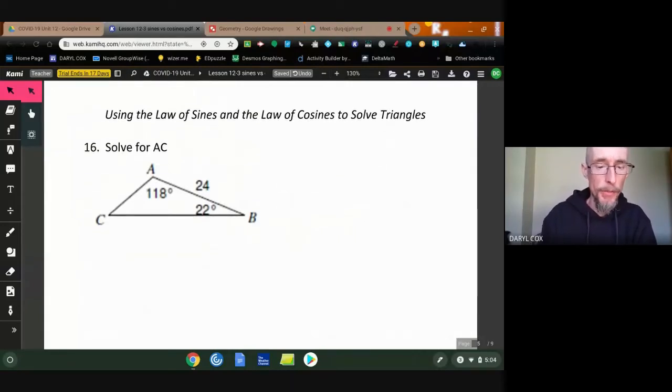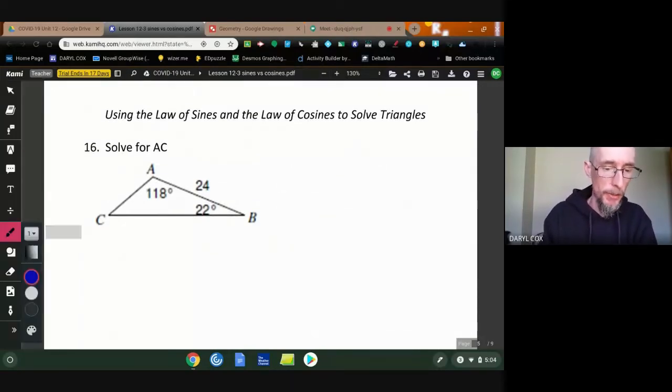So I'm solving for side AC. I'm going to put my X on side AC. Which trig function do you think we're going to use? Okay, so as I start my counting, I've got 2 angles, 2 sides. That makes me think law of sines.